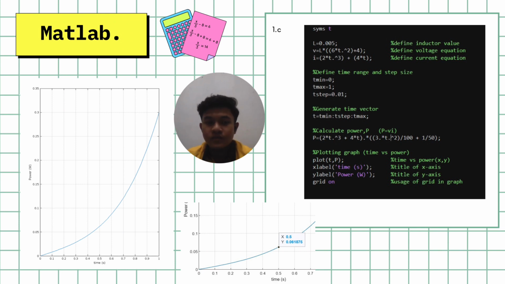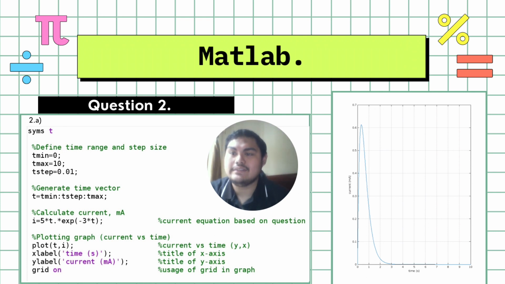And we also use grid on for the usage of grid in graph. After we run the program, we will get this kind of graph. Then to find the power value when t equals 0.5, we just zoom in on the graph and click on 0.5t. The power will appear there. It is 0.051875.